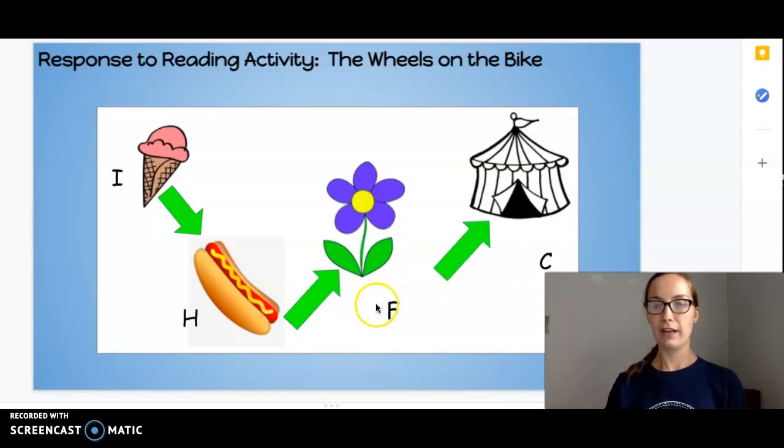So for example, flower, flower starts with the letter F, so I wrote F. Hot dog, hot dog starts with the letter H, so I wrote the H.